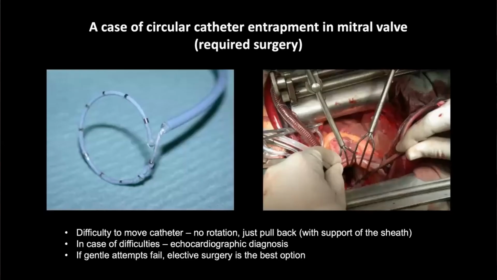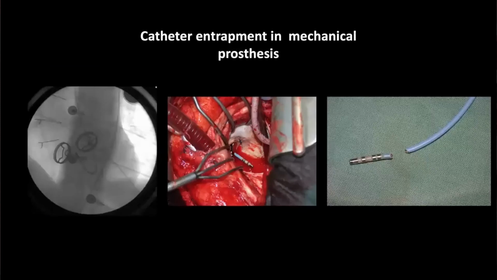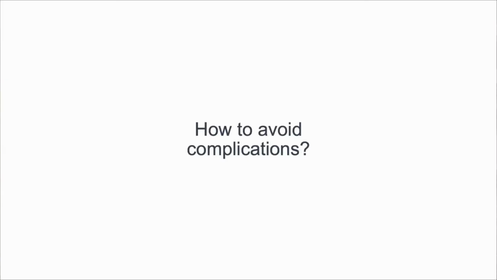Plan B before surgery, in a case of catheter entrapment in the mitral valve. This is a case of a circular catheter entrapped in the mitral valve that required surgery, and this case also demonstrates an entrapped catheter and a mechanical prosthesis.